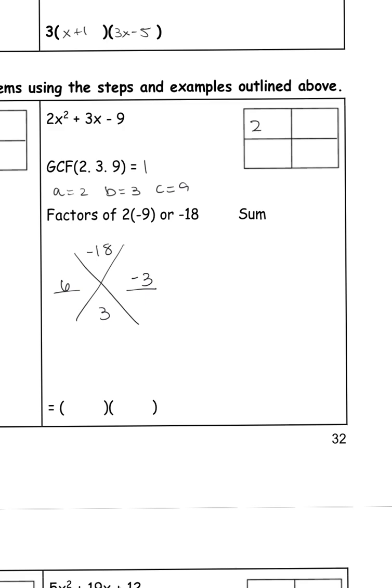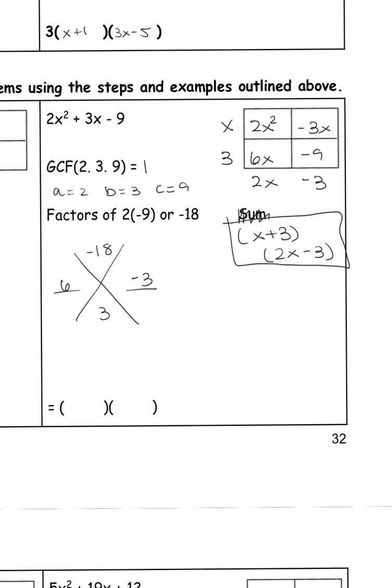Keeping my first term the same, 2x squared, and my last term the same, negative 9. Going to replace, so I have 6x in one box and negative 3x in the other. Looking at the GCF in my first row, GCF is x, GCF is 3. Here we have the GCF is 2x, and here we have the GCF is negative 3. All right, so our factors are x plus 3 times 2x minus 3, because again, we had no GCF.